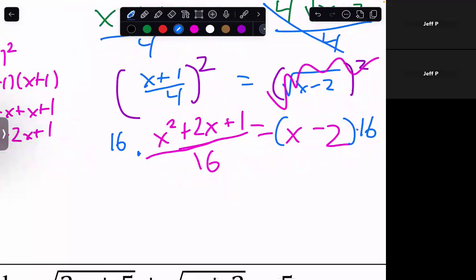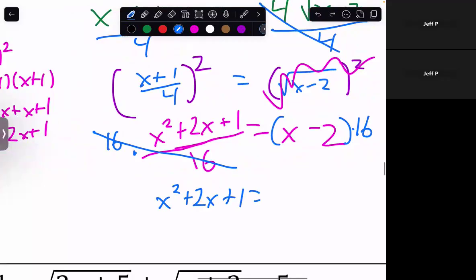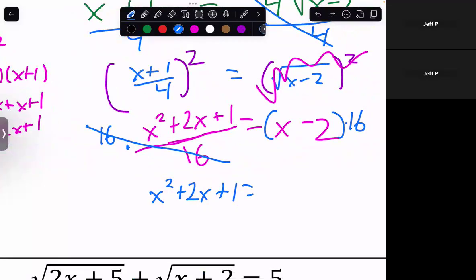The good thing on the left side is the 16 gets used up when it cancels out the denominator, so you do not distribute the 16 to the numerator. The numerator stays the same. But on the other side, because there's no denominator, the 16 does multiply in. So 16 times x is 16x, and 16 times negative 2 is negative 32.